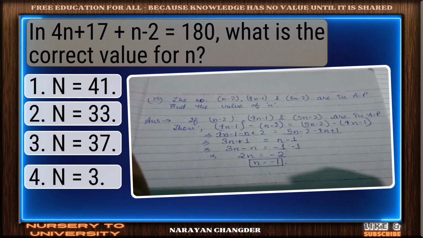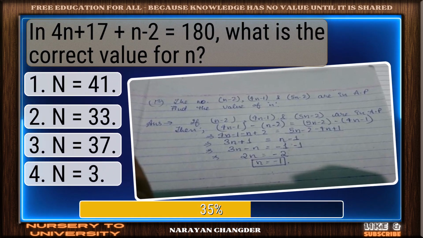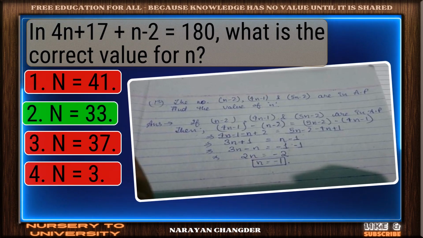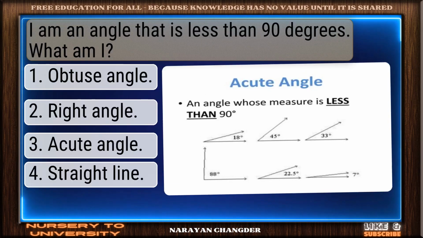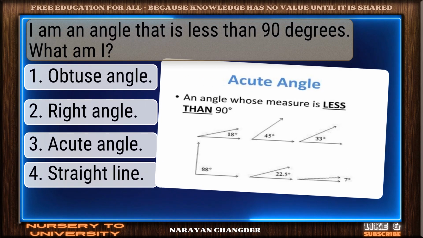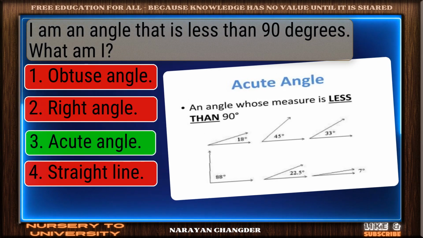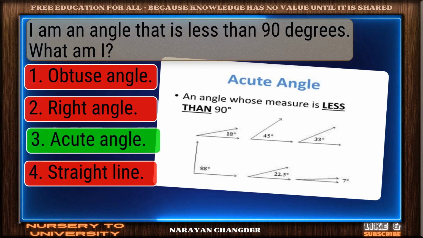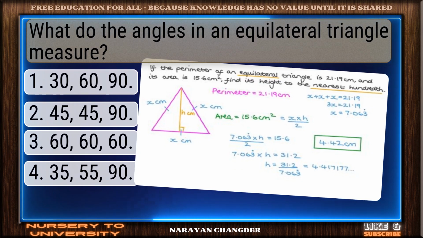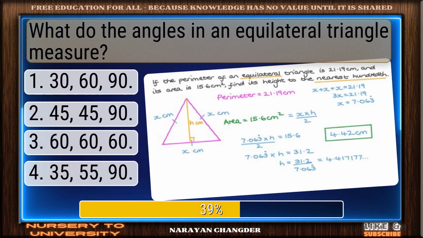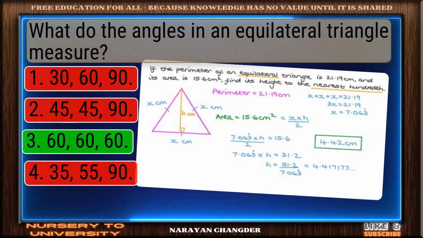Question number 154. In 4n plus 17 plus n squared equal to 180, what is the correct value for n? Clear logic. Your choice, n equal to 33, is sound and 100% true. Question number 155. I am an angle that is less than 90 degrees. What am I? Good thinking. Acute angle is the right answer. Question number 156. What do the angles in an equilateral triangle measure? Right choice. 60, 60, 60 is the best answer.